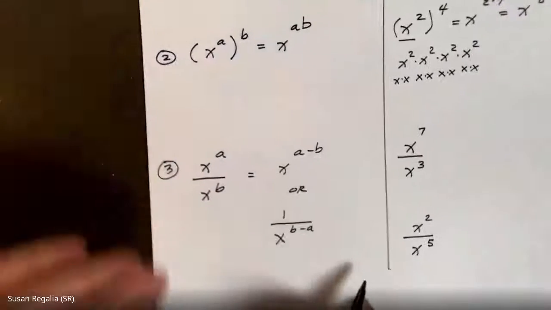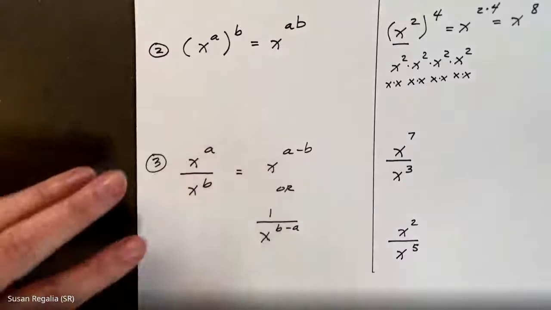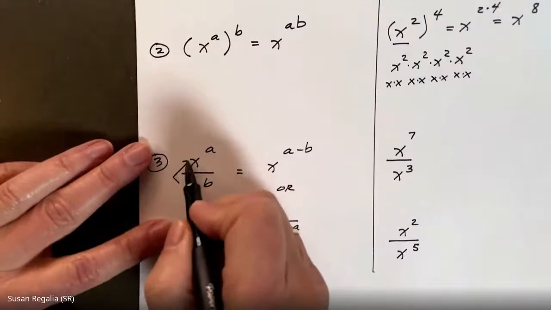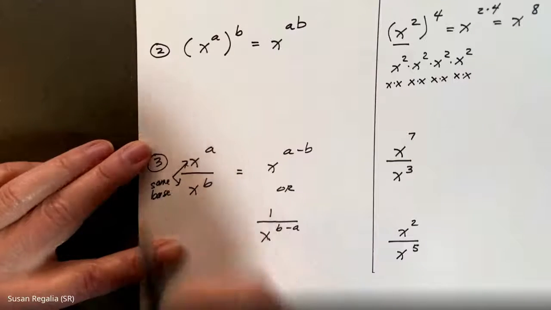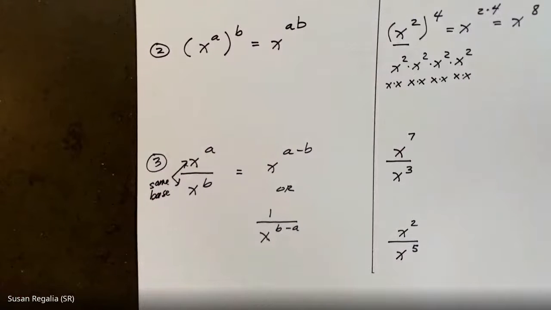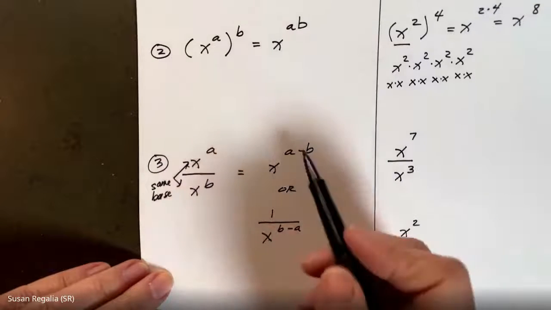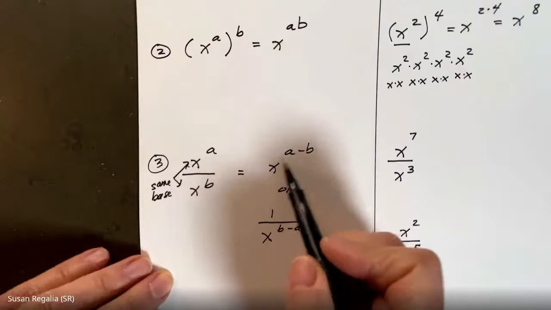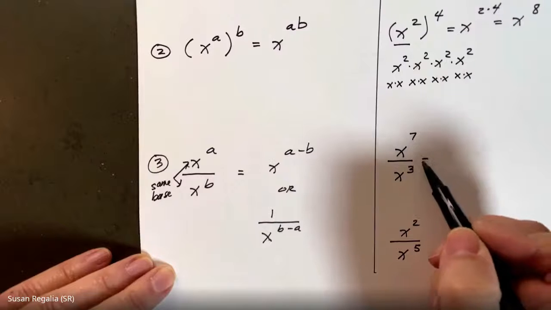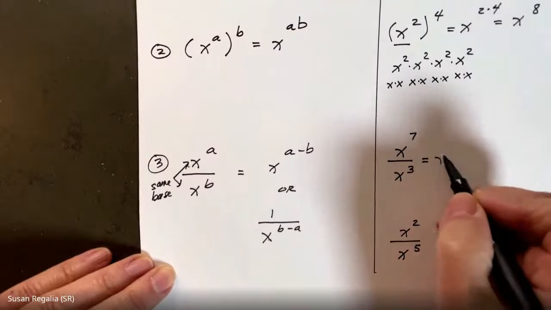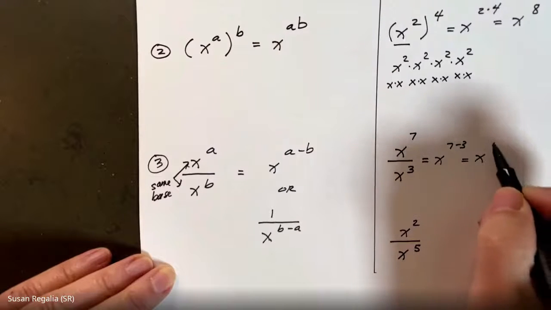Okay, the last one is when you're dividing. It depends on which exponent is bigger. If you're dividing two terms, again, these have the same base, you subtract the exponents. So if the exponent on top is bigger, then your answer is x to the a minus b. You simply subtract. So in this case, x to the 7th over x to the 3rd would be x to the 7 minus 3, which is x to the 4th.